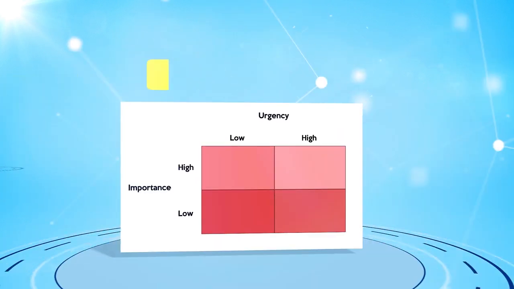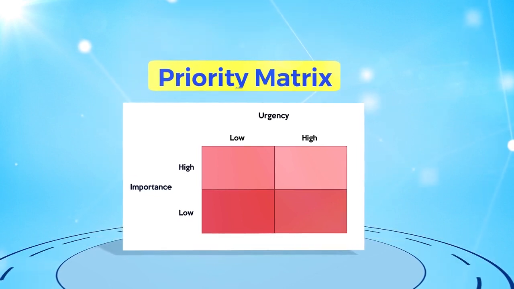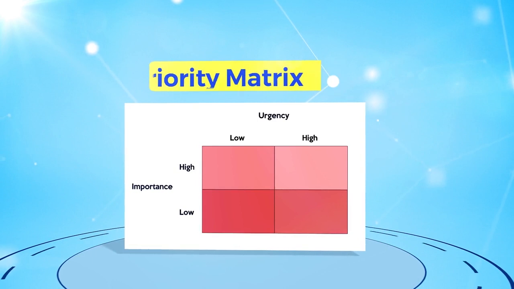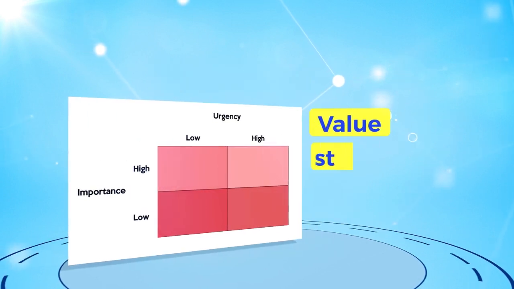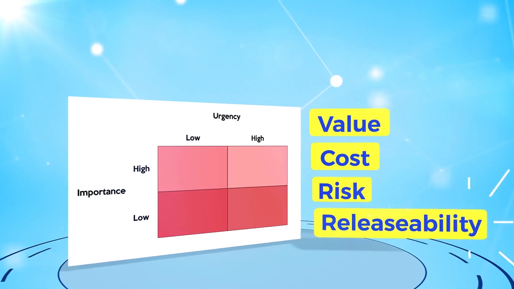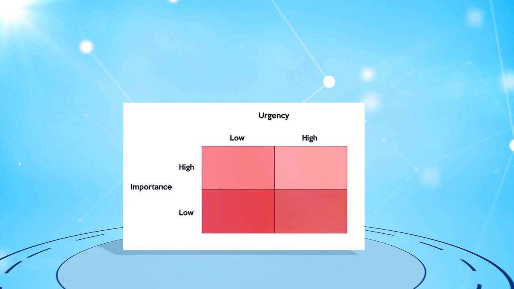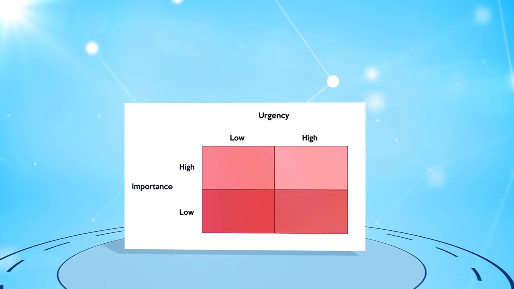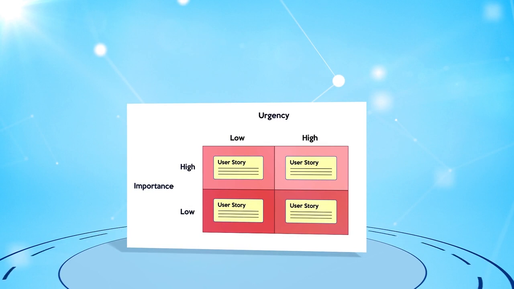Priority matrices are created using a 2x2 matrix and are used to compare any two of four factors against each other. The four factors are value, cost, risk, and releasability. Each requirement is placed into one of four quadrants of classification, and the focus is on prioritizing user stories that are highest in value, cost, and risk.